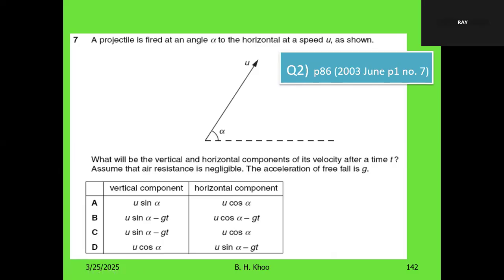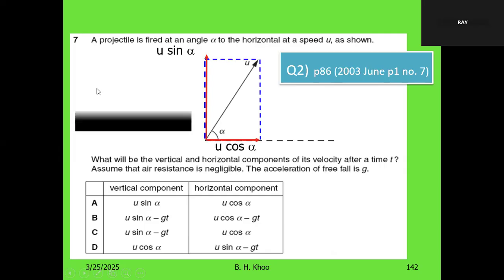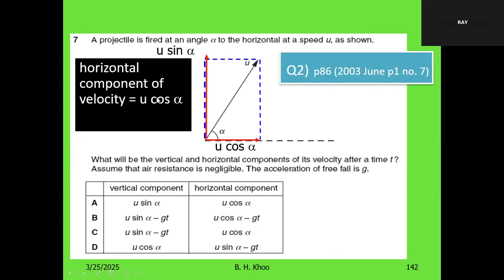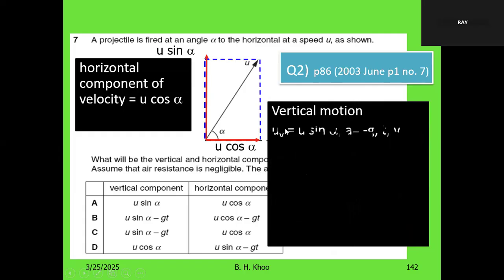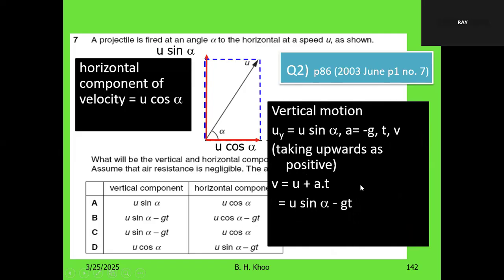Right. U sin theta, u cos theta. Horizontal component constant. Right. U cos theta. Vertical component, vertical motion. That's uy, u sin alpha. Taking upwards as positive, you get minus g. So you want at time t, what is the velocity? Choose the right information. Okay, good.